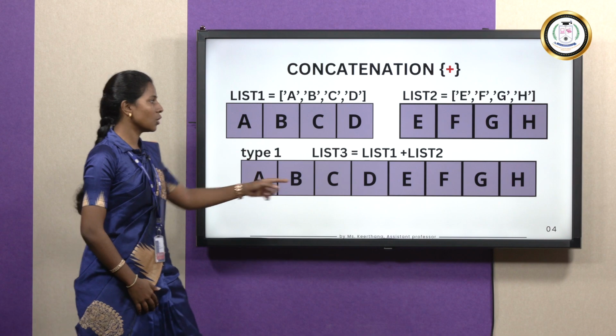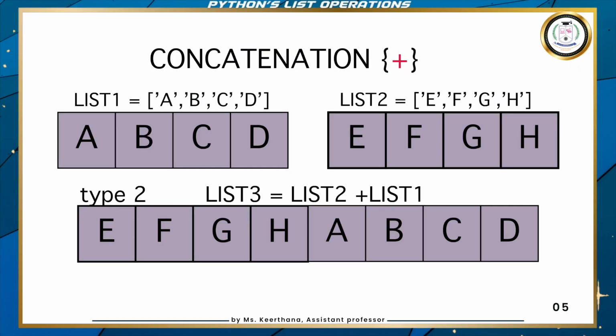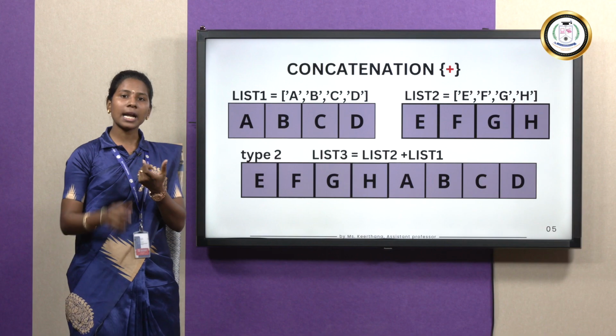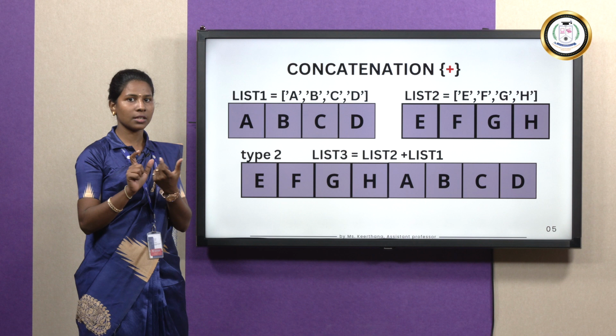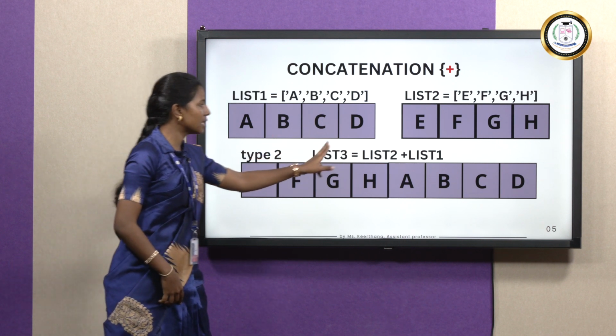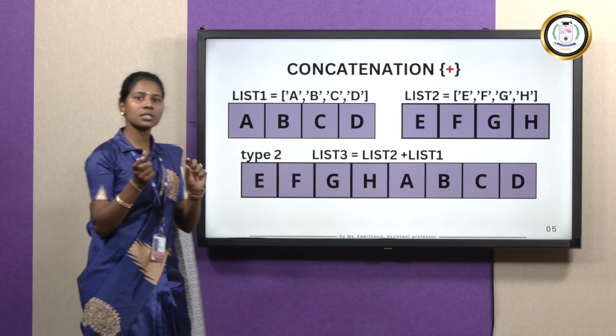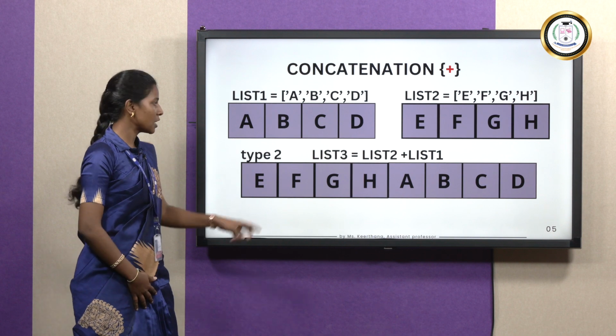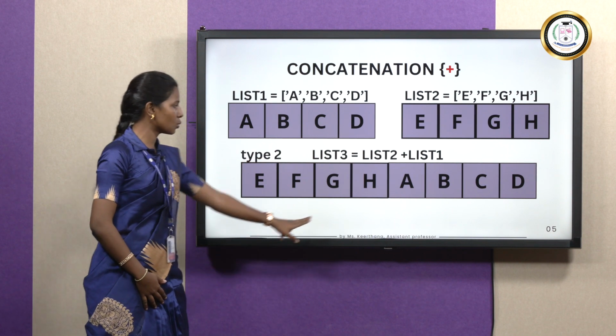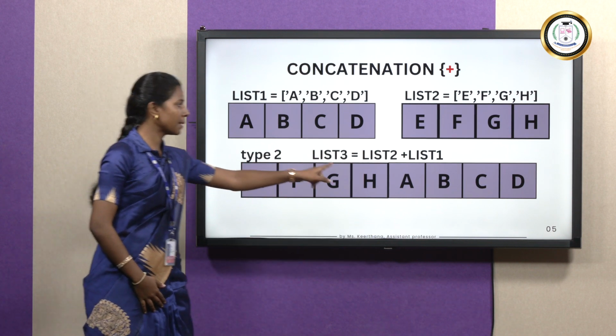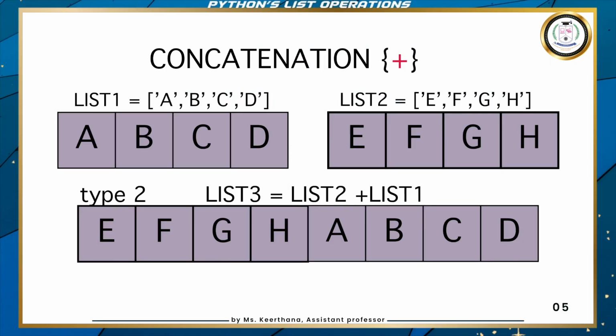To do it in another order, if I want my list 2 elements to come first, followed by my list 1 elements, I can go this way. I add list 1 at the end of list 2, so I mention list 2 plus list 1. I am just reversing the way I did previously. If I do like this, I will get my list 2 elements first, followed by my list 1 elements. This is how we concatenate 2 or more lists. If we want to concatenate even more lists, we can just use the plus operator followed by the lists.